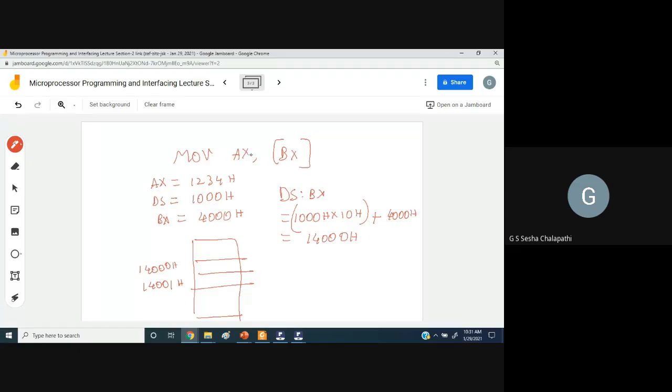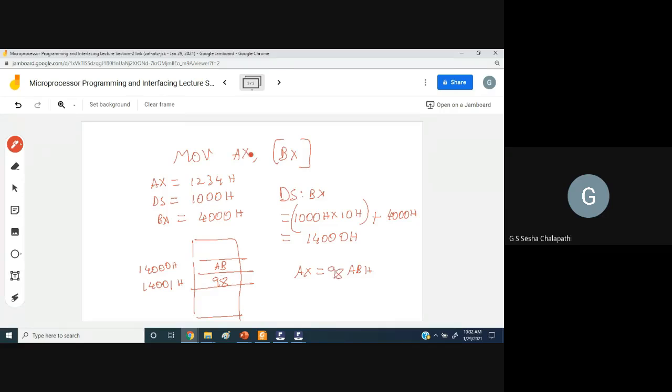Let us say that I have AB and 12. So AX will now be 12ABh after the execution of this particular instruction. Or let us take some other value, say 98. Then the contents of AX after this execution will be 98ABh.